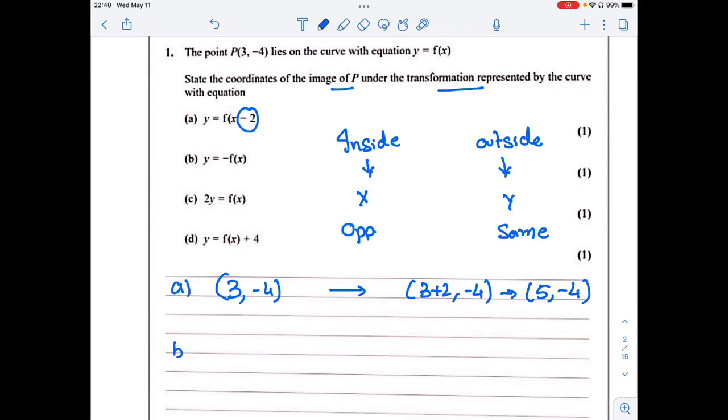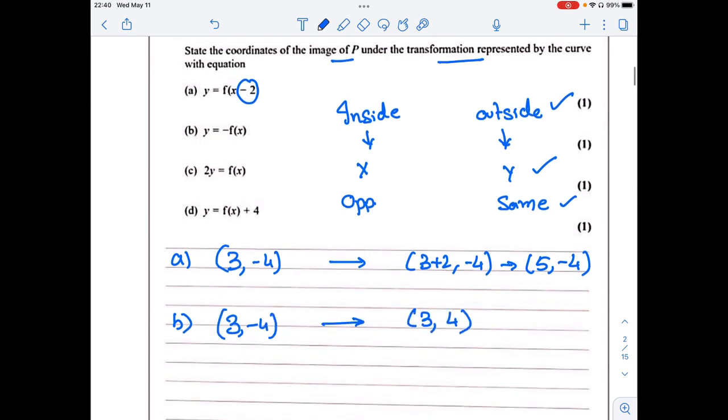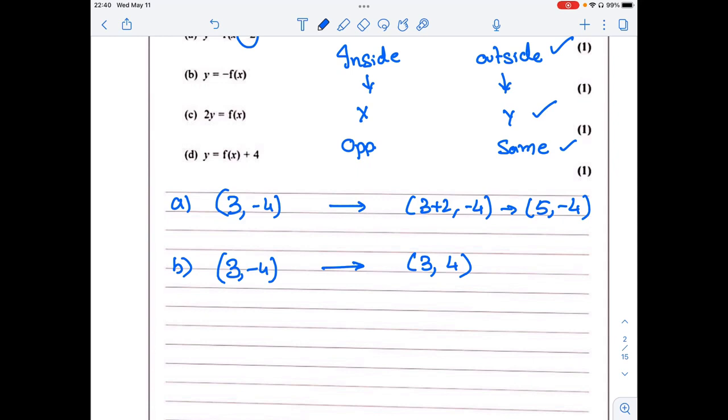for part A. For part B, -f(x). What we have seen is that it is outside, so we have to change the y coordinate with the same operation. So (3, -4): only the y coordinate changes. (3, -(-4)) will become (3, 4).